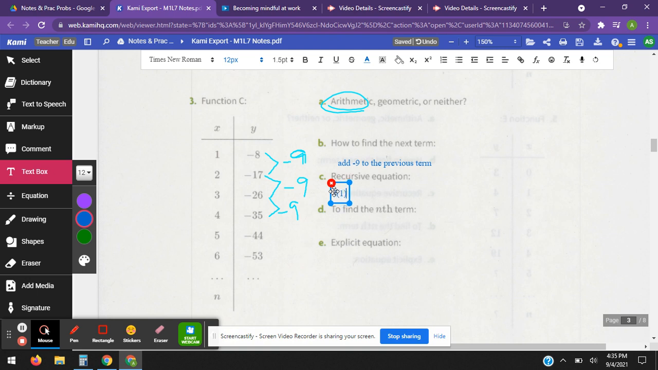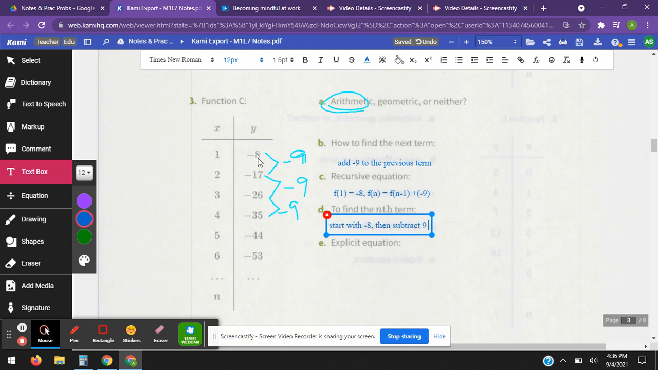So first term, we have a 1. So f of 1 equals negative 8. And from there, we need to use f of n equals our f of n minus 1, our previous term, plus negative 9. We could also put minus 9. Either one works. All right, to find the nth term, we are going to start with negative 8, then subtract 9.